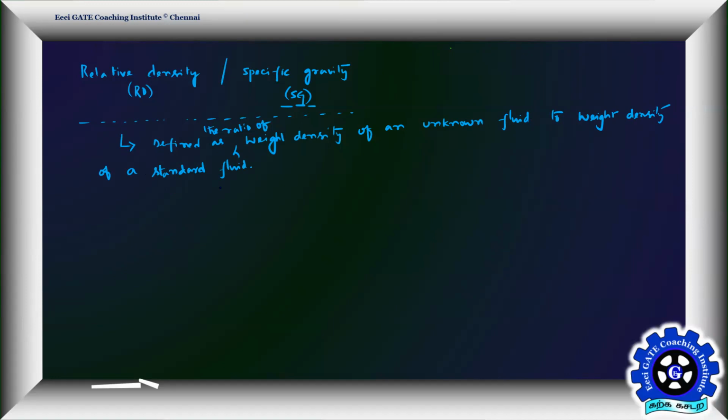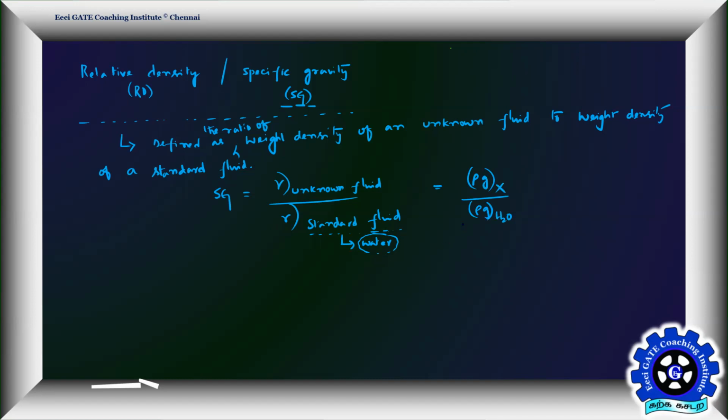So that means SG, or specific gravity, is defined as gamma of some unknown fluid to gamma of a standard fluid. The standard fluid, people prefer it as water. In expression form, gamma means rho g. So rho g of some unknown, say x, divided by rho g of water.